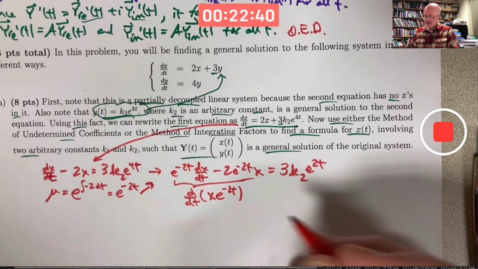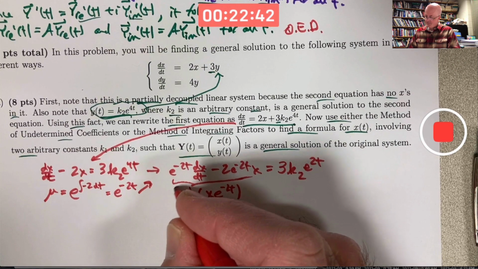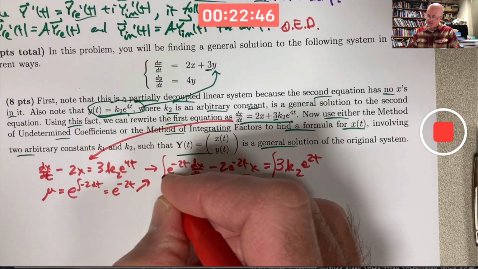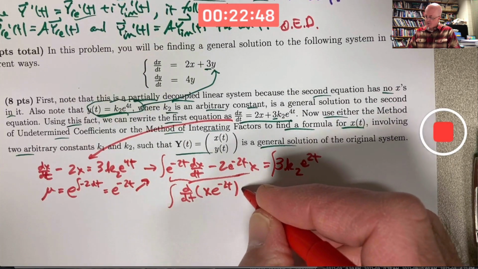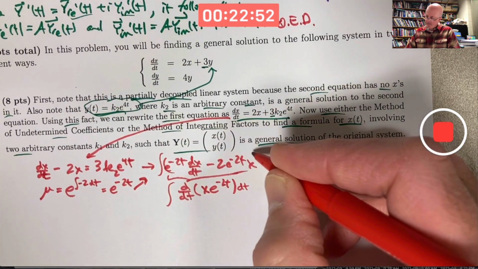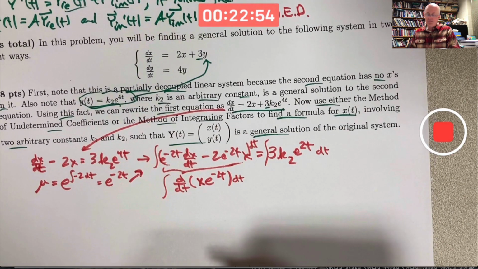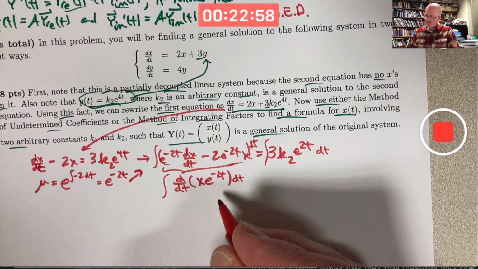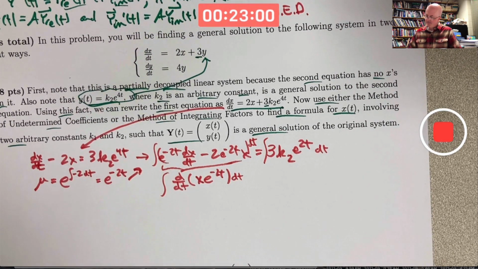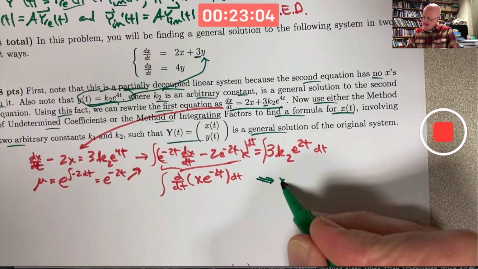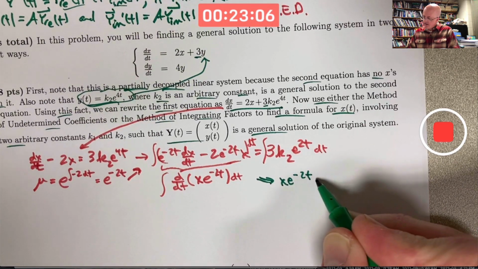Now we integrate both sides. This side's easy to integrate. Maybe I should put the integral sign here too. With respect to t, because you're integrating a derivative, you're just going to get this function. So you're going to get, ultimately, x e to the -2t.